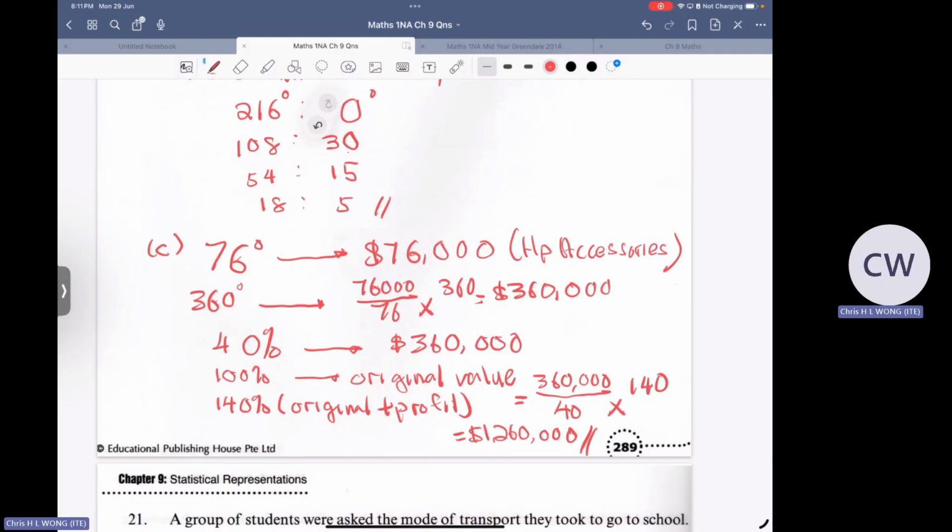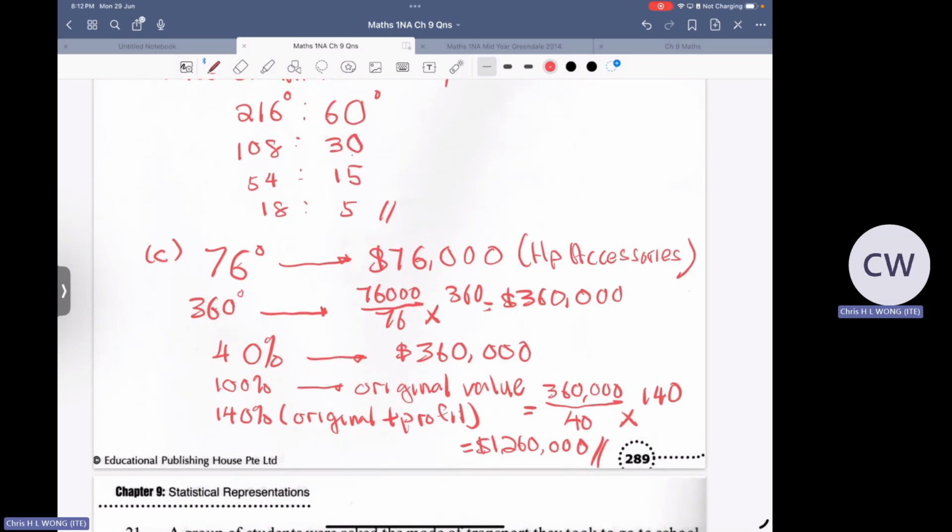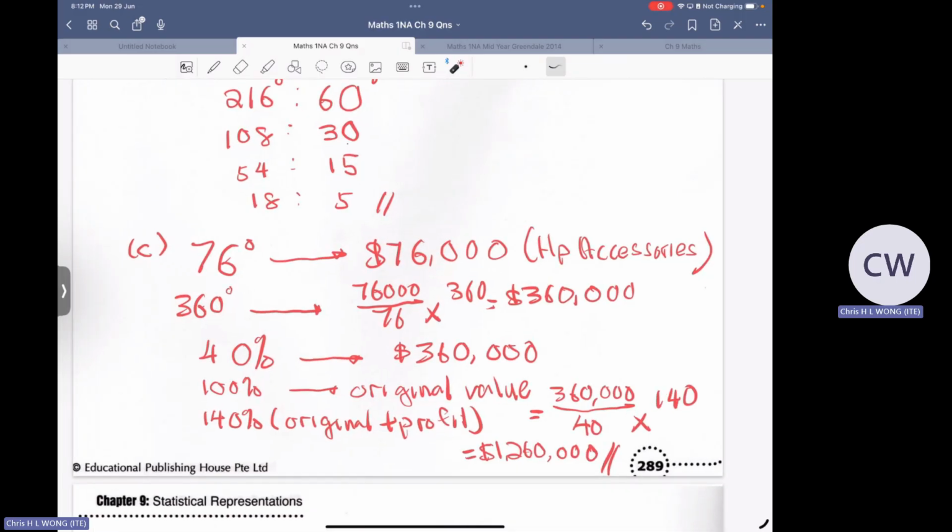Okay. All good? Okay. Hope you understand, huh? I think this is the toughest of all. Other than that, the rest are quite easy. You just need to understand what is this. What is this 140%? 140% represent the original value plus the profit, give you total revenue. Yeah. Okay. All good.